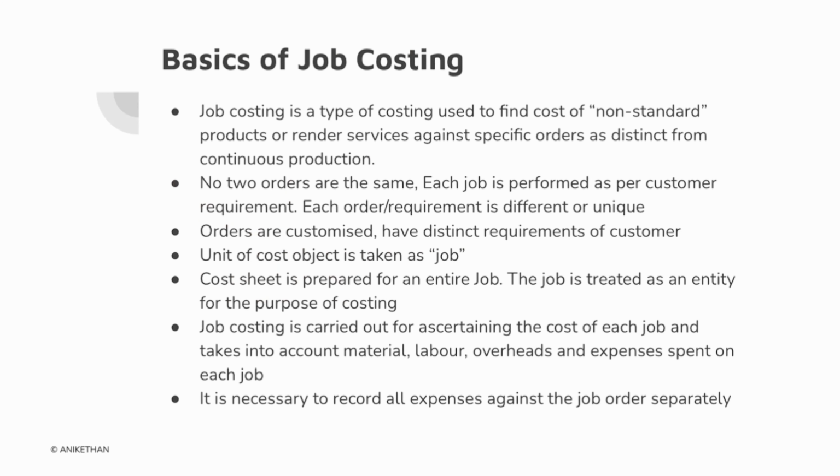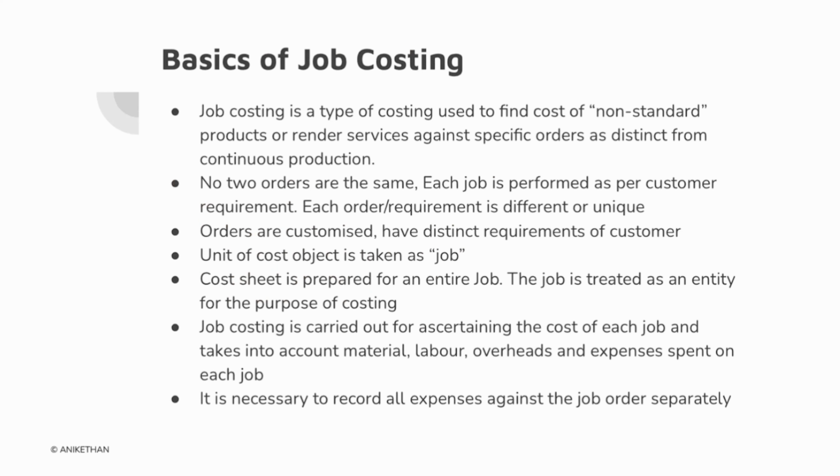So first understand what is job costing. What is job? Job, in a very simple explanation, is a non-standard product. It's a customized product. It's not that a factory produces it on a regular scale. It's a special requirement from a customer and the factory produces that product, maybe in limited numbers. So such a thing is called a job. In job order, no two orders are the same.